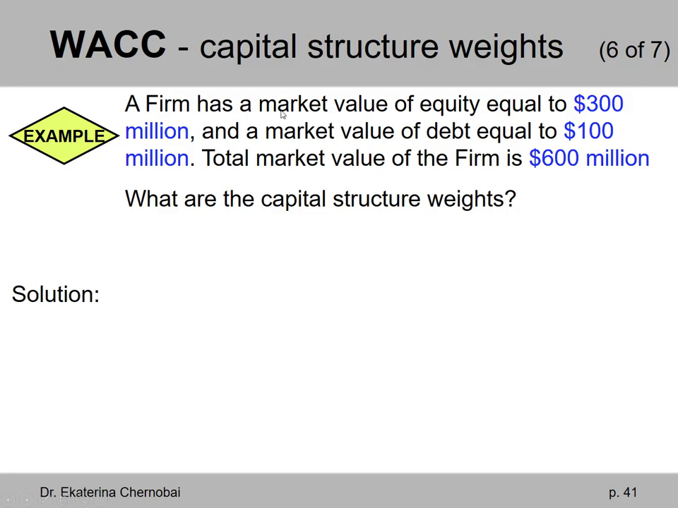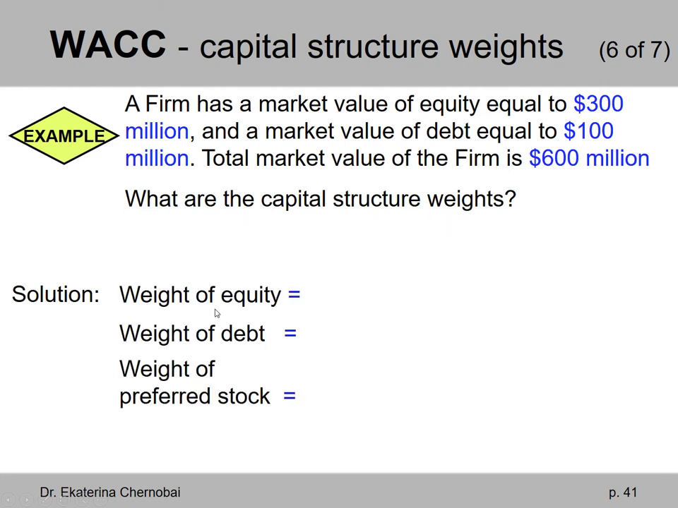A firm has a market value of equity equal to $300 million and a market value of debt equal to $100 million. Total market value of the firm is $600 million. What are the capital structure weights? So there are three weights that a firm's capital structure generally has: weight of equity, weight of debt, and weight of preferred stock. Let's see what we are given.